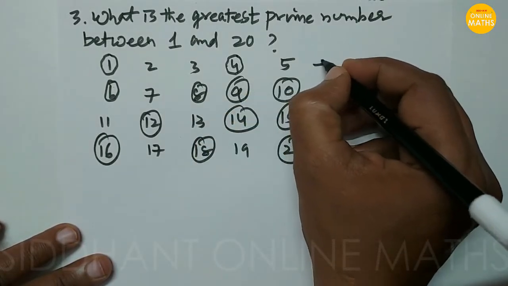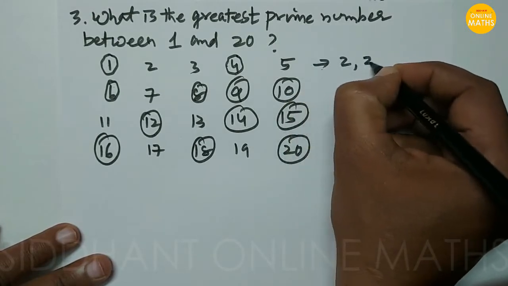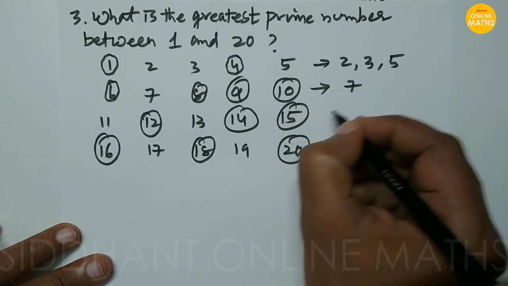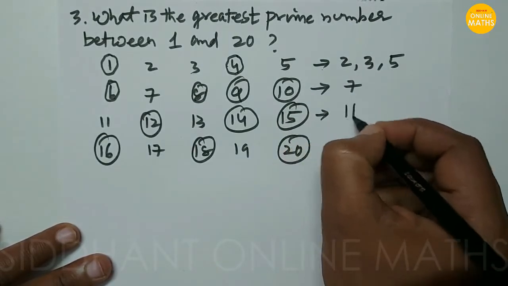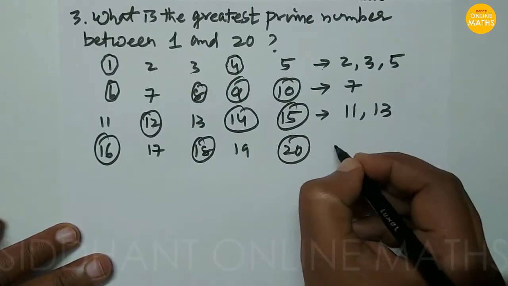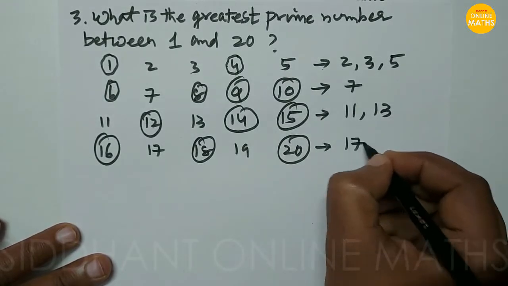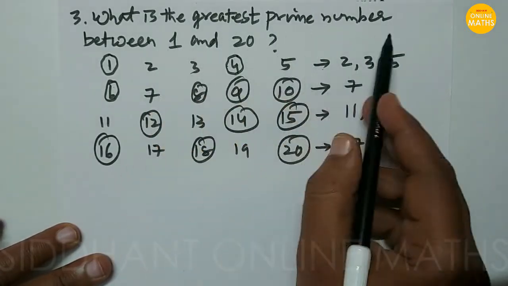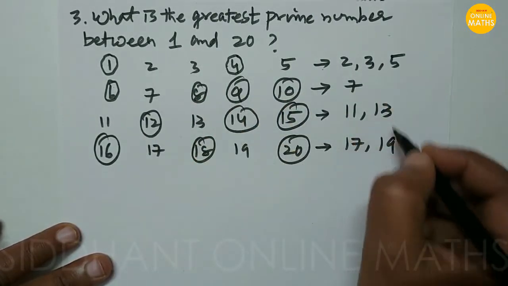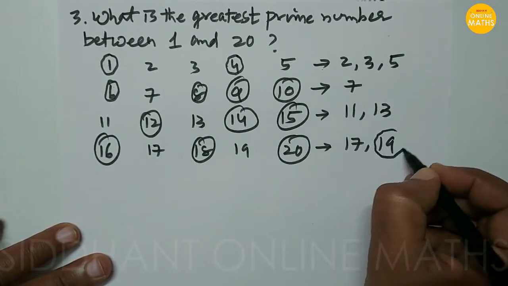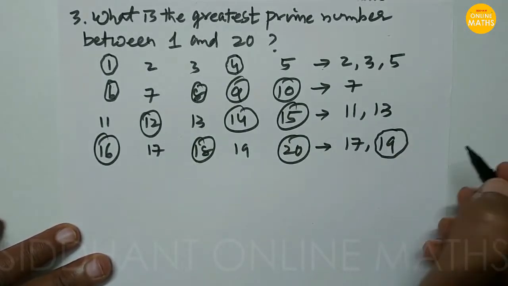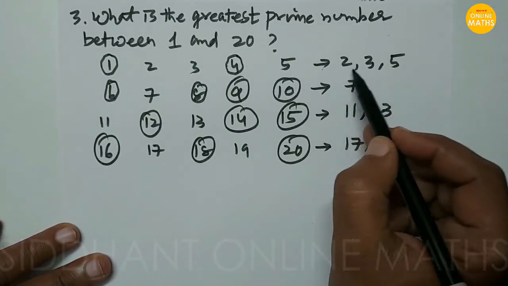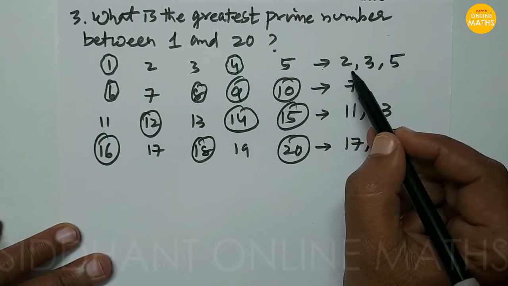In the first row, when you see, the prime numbers are 2, 3, 5. Here the prime number is 7 only. In the third row we have the prime numbers 11 and 13, and here we have prime numbers 17 and 19. So in the question they asked what is the greatest prime number. So here 19 is the greatest prime number, we can say. And the smallest prime number is 2.